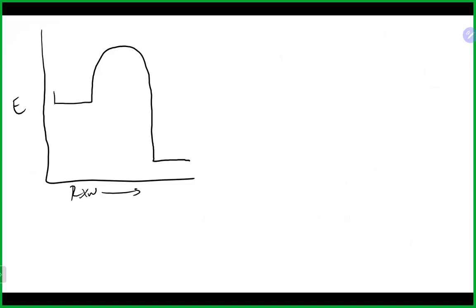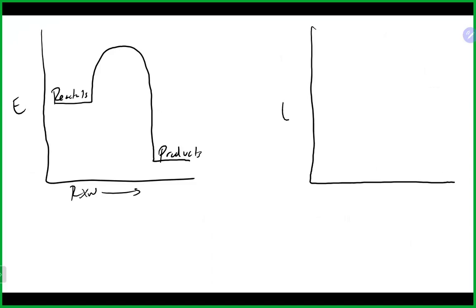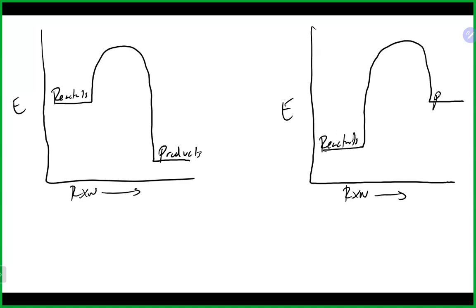So again, a reminder that if we look at this energy diagram, we'll do it this way first. And these are our reactants. These are our products. Could also have one that looks maybe something like this. And these are reactants, and these are our products.